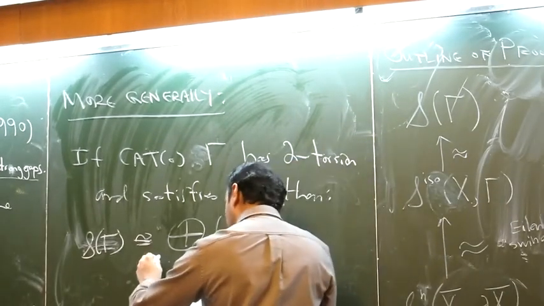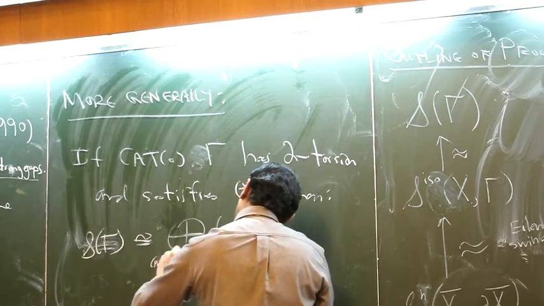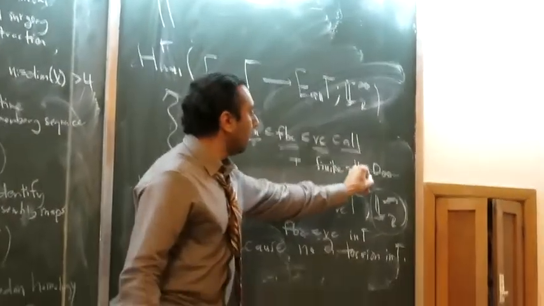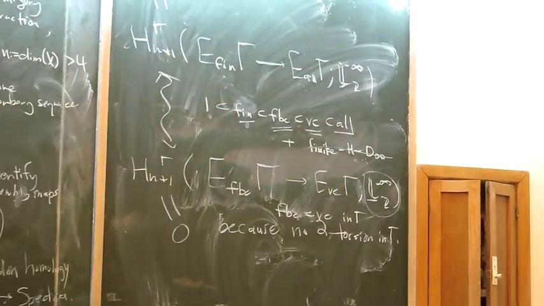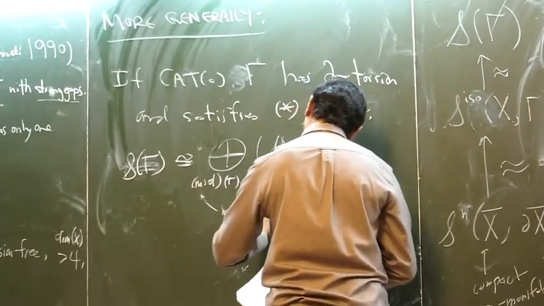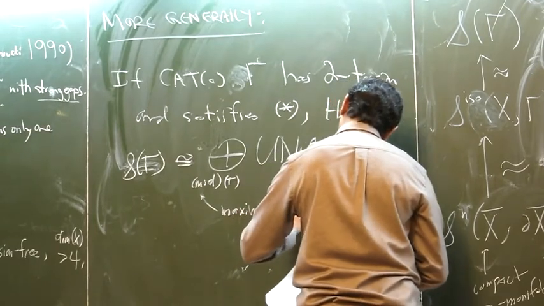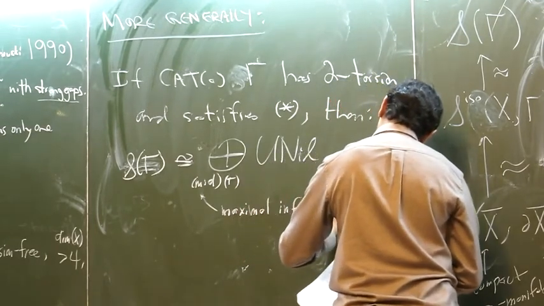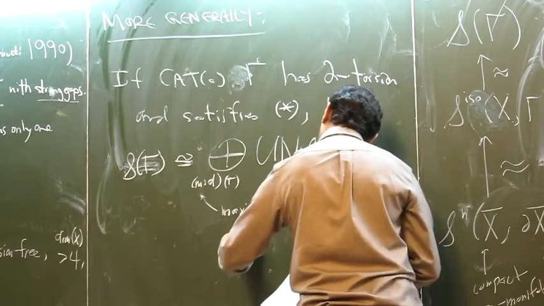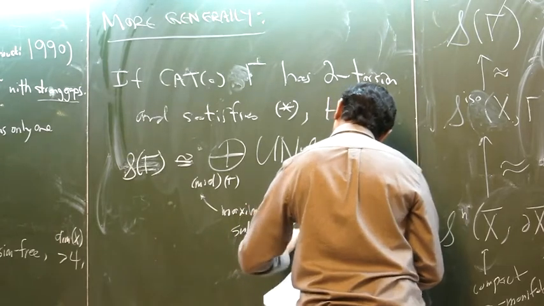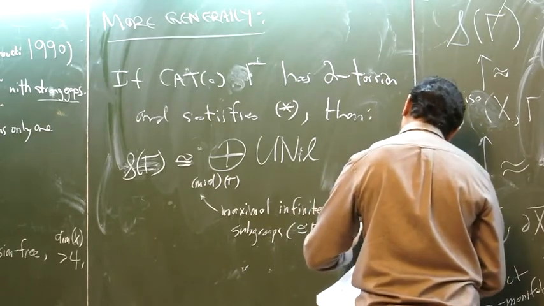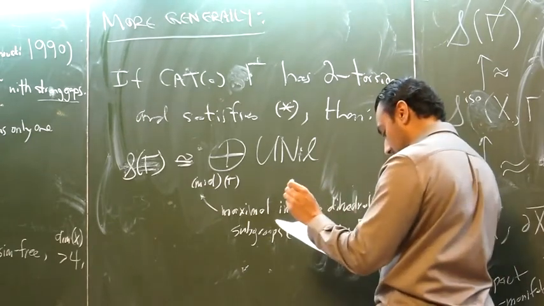And this direct sum is taken over all these types of groups. So these are the maximal infinite dihedral subgroups in gamma, up to conjugacy classes.